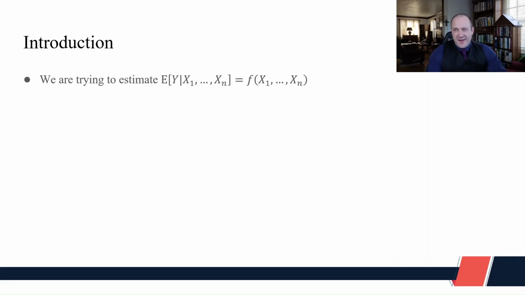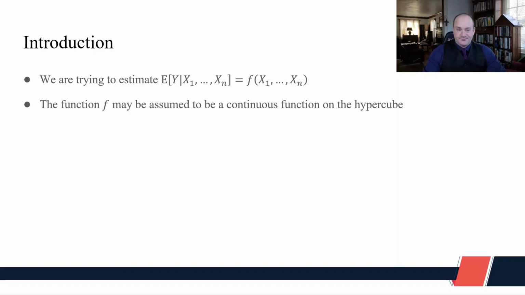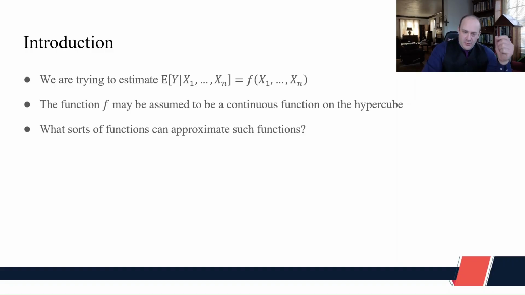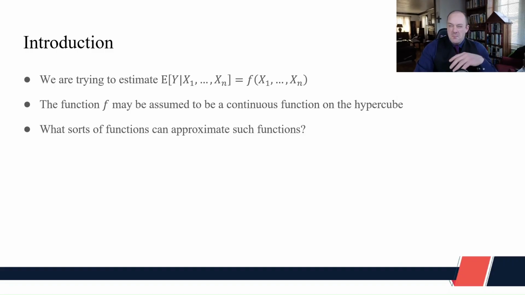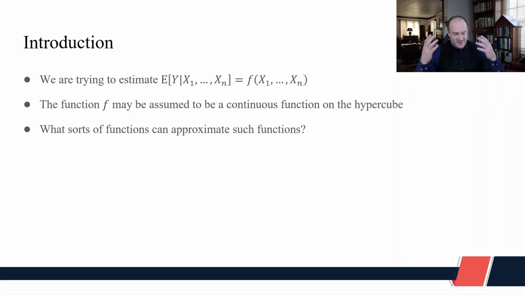Recall that we use the integral transform, the probability integral transform, to take any sort of variable and make it as much as possible a uniform random variable. All right, so since we may as well presume that we have a continuous function on the hypercube, that opens up the door to questions like, well, what sort of functions or families of functions can approximate that larger set of continuous functions on the hypercube? And so there are many answers to this question.